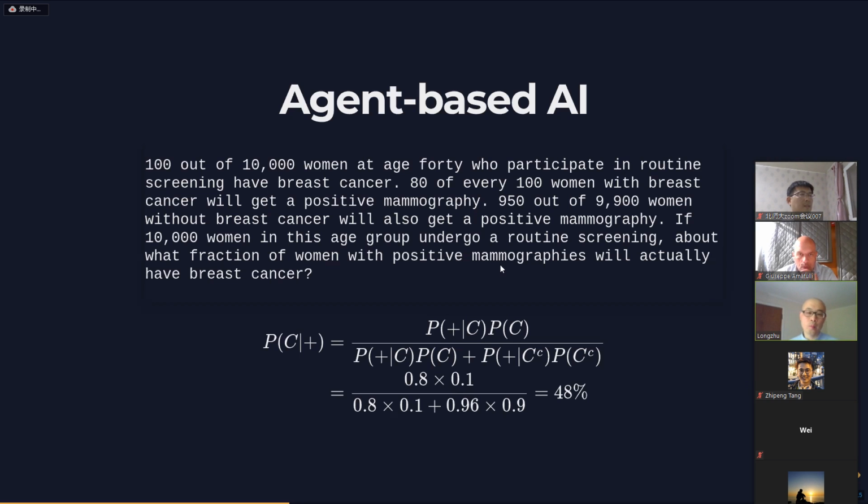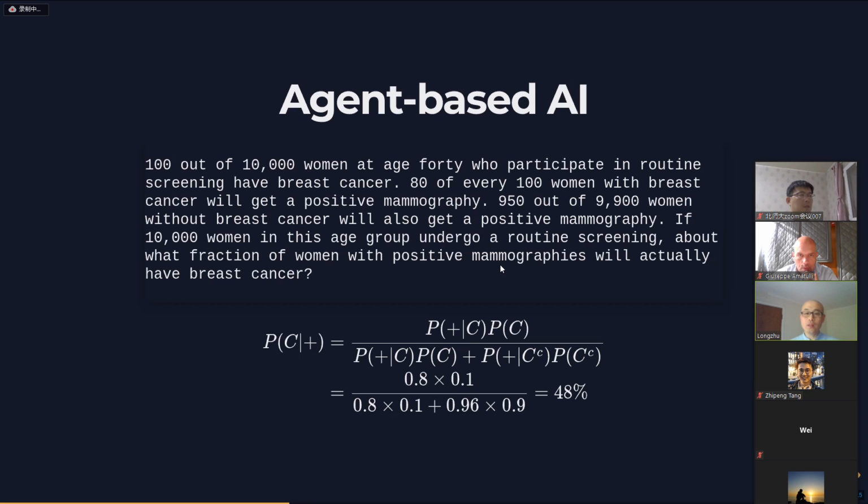So the question is, if there are 10,000 people out there in the group and they start routine checking, what fraction of women with a positive outcome will actually have cancer? Well, this is a kind of interesting question.